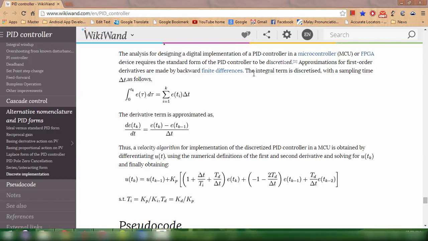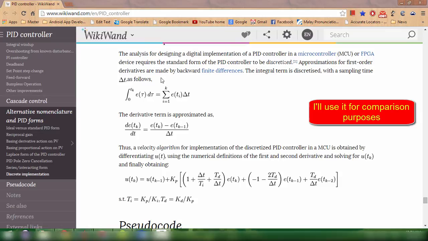Today I'm going to show you how to find the discrete integration for any discrete signal using Simulink, but without using the built-in discrete integrator.